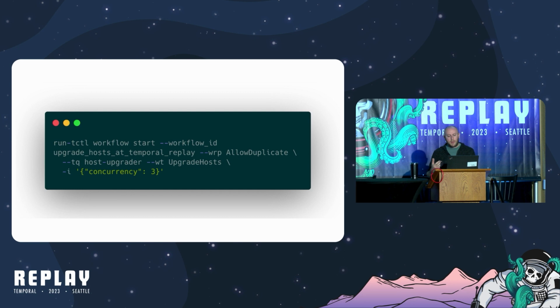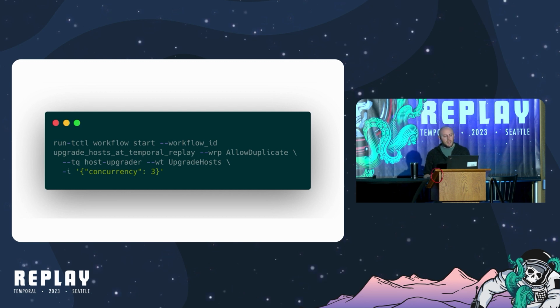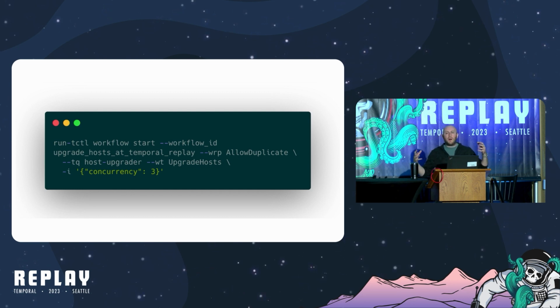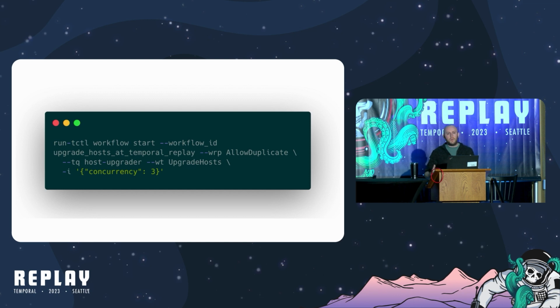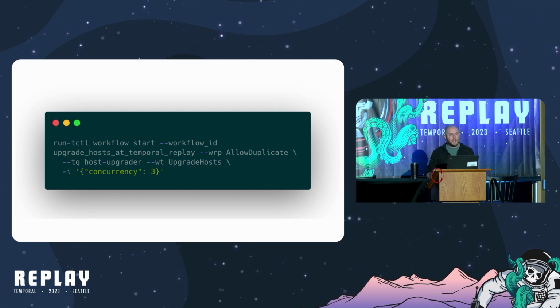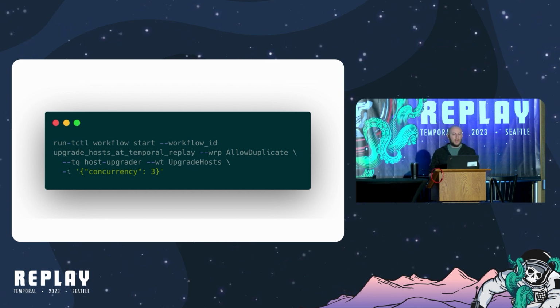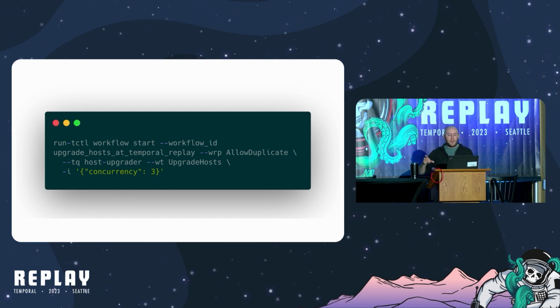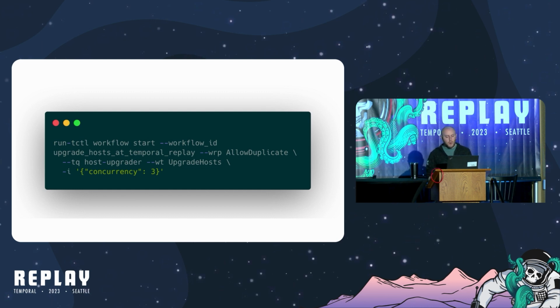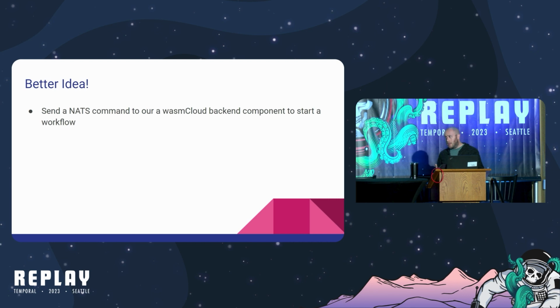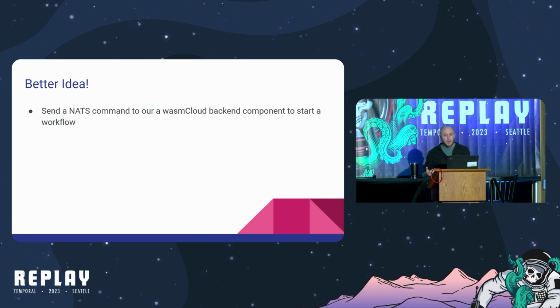Then you have to know what allowing a duplicate means. Are there ramifications there? What's the task queue, right? All of the stuff to people who do Temporal day in and day out is kind of second nature. But to people who are just learning, or it's like, I just want to run this one thing, it's kind of not great. So I had an idea, because we do everything with NATS through PubSub.